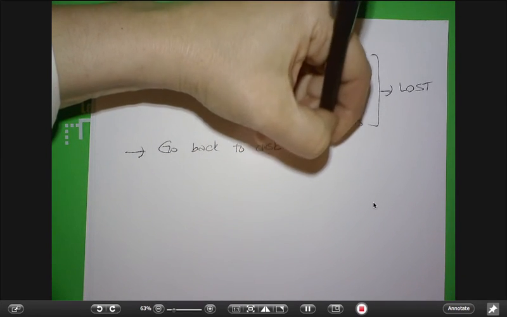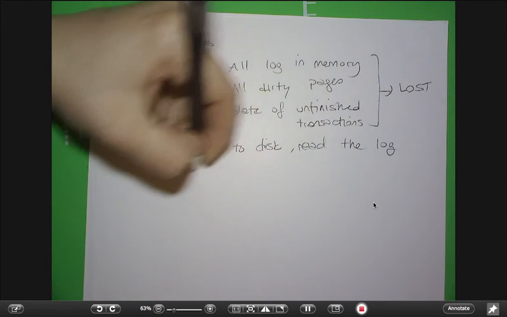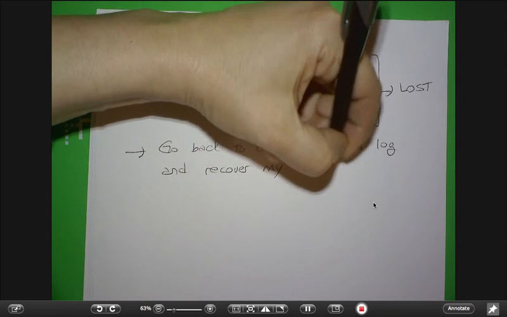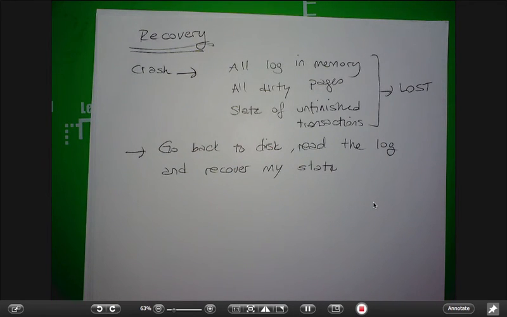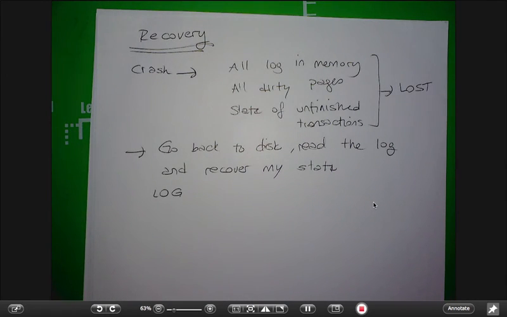read the log, and recover my state. So let's say, for simplicity, I'm going to start reading the log from the first record all the way forward. I'm going to start from the beginning of time and trace my steps to come to the point before the crash. So I'm going to read the log and then figure out what was happening.